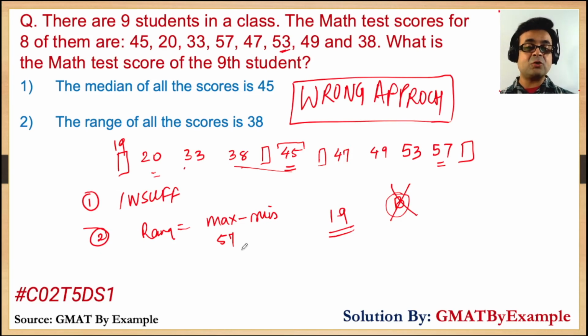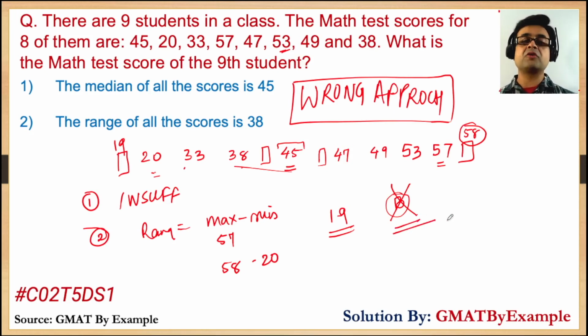The maximum value could be different and the minimum value could be 20, in which case the maximum value could be 58. So this value could be 58, and that is another possible value of the ninth score. So either 19 on this side, making the range 38, or 58, making the range again 38, because 20 is your minimum value. That is a very common mistake people make in a hurry and get this question wrong. So B is definitely not the answer choice, and a lot of people mark B as the answer choice here. That's the kind of mistake people usually make on this question.